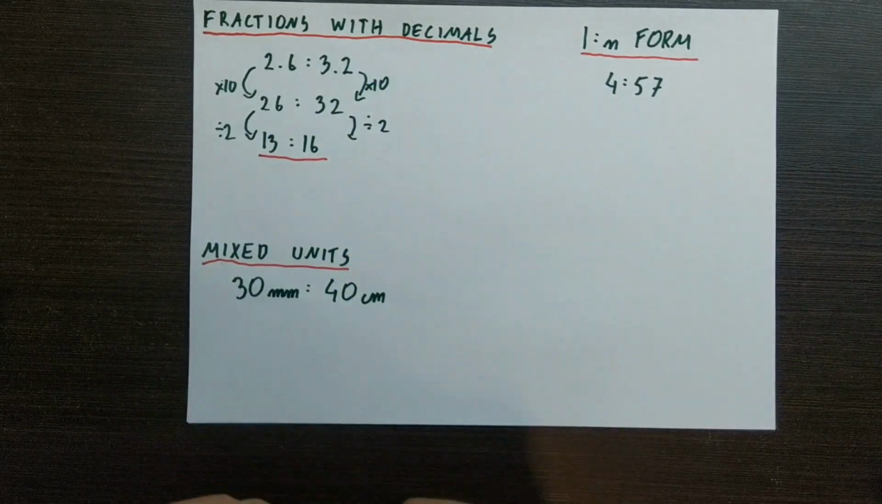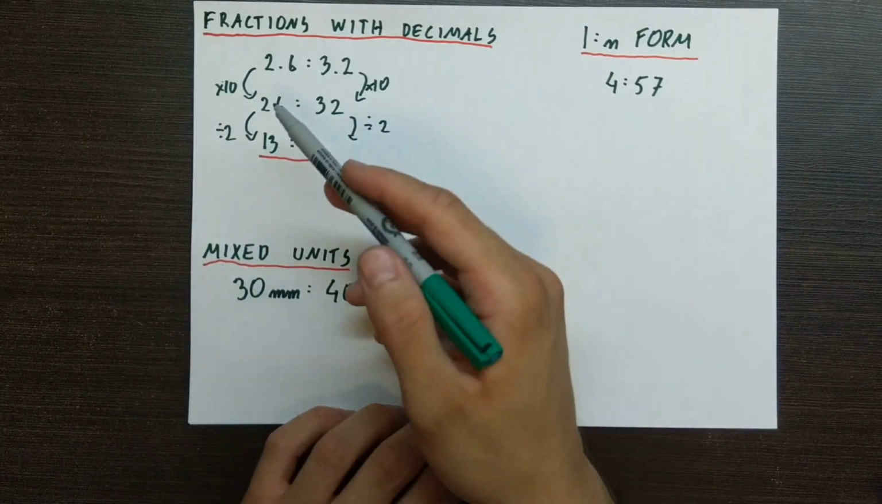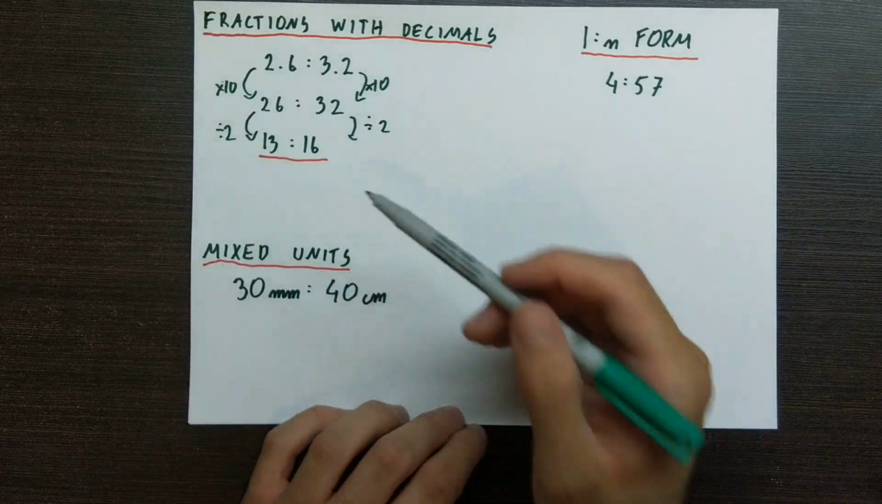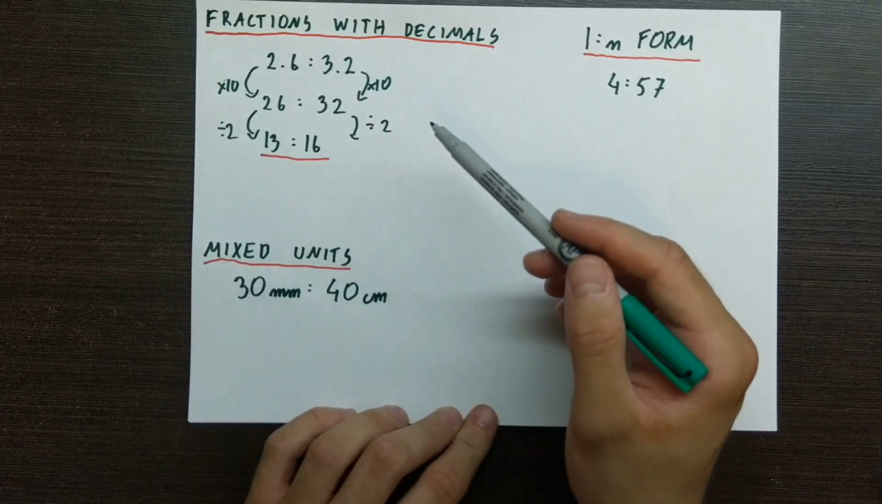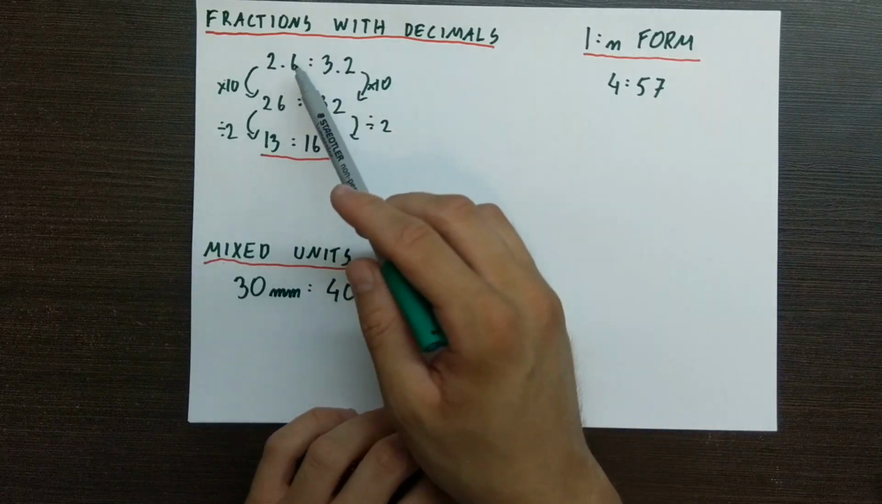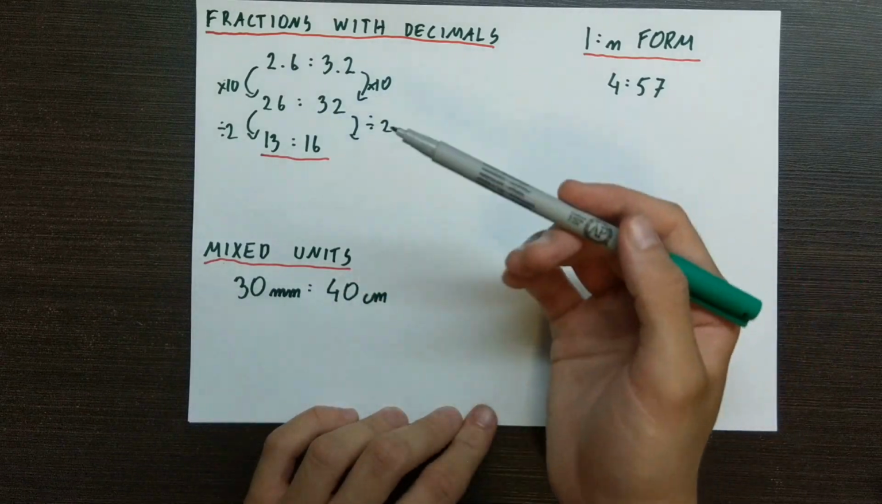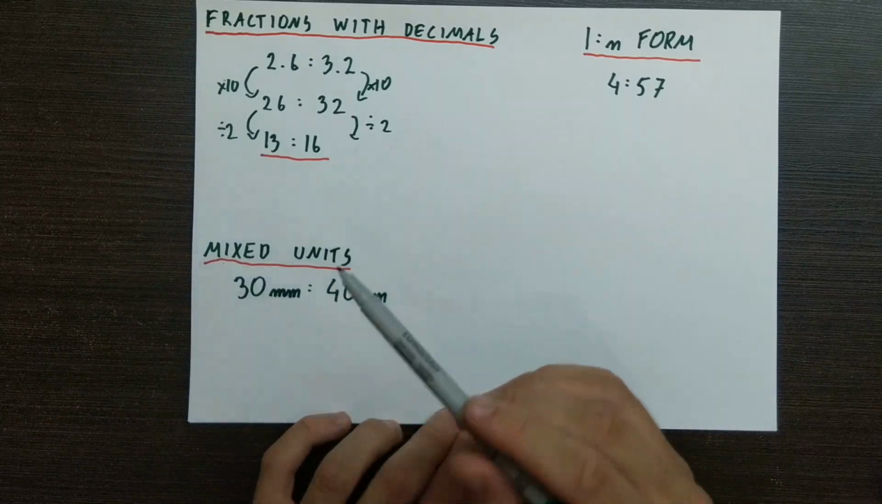So here the key is to just multiply by 10 and we get ratios without decimals, and then it's just old school simplifying to the simplest form. Okay, so that's how you deal with fractions with decimals. Obviously, like I said, if there were more decimal places, 2 or 3, then you multiply by 100 or 1000 respectively. Okay, what about mixed units?